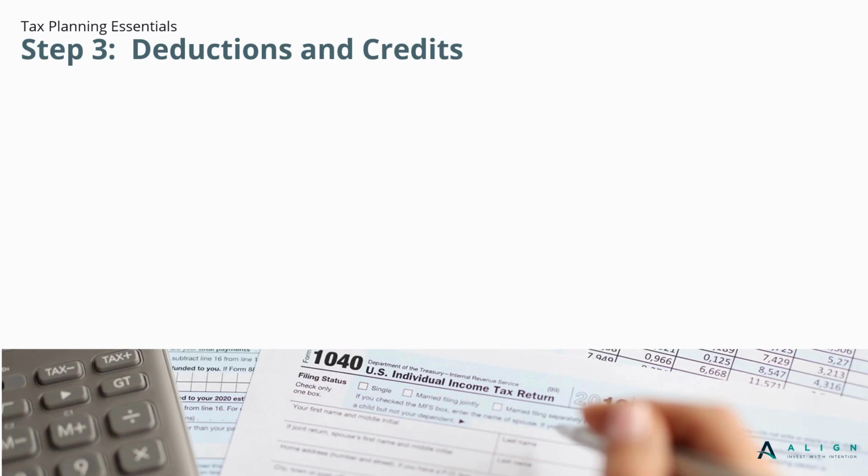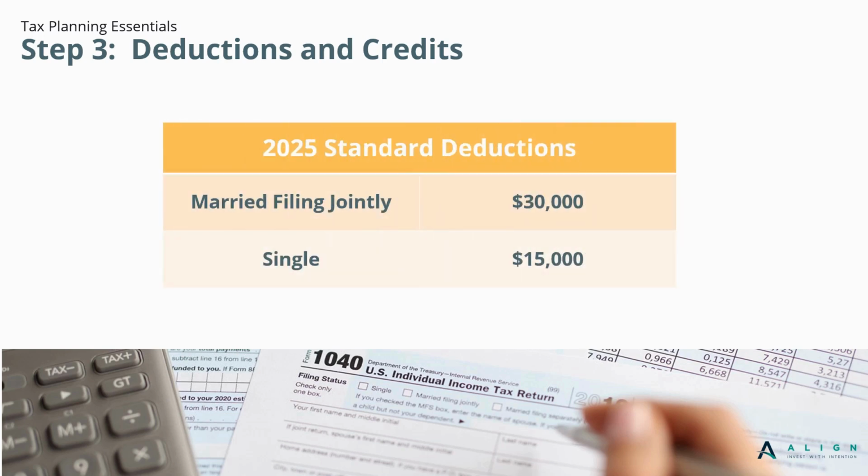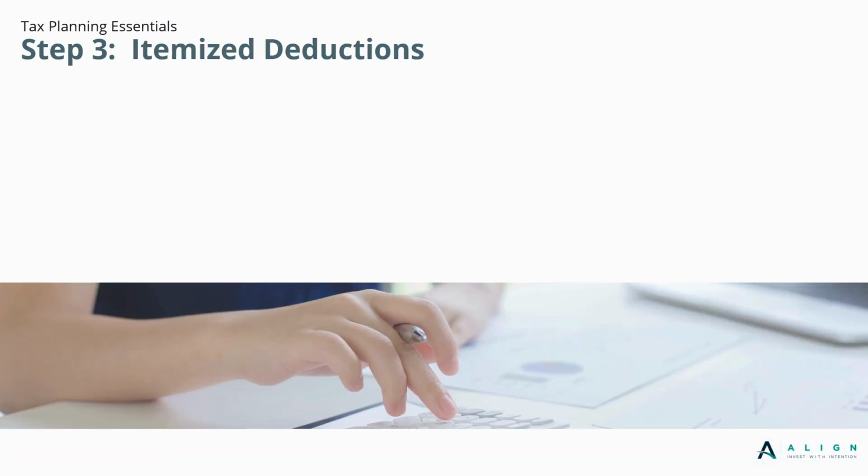Snagging deductions and credits used to be a more common taxpayer activity, but the 2017 Tax Cut and Jobs Act nearly doubled the standard deduction. In 2025, the standard deduction is $30,000 for married taxpayers and $15,000 for single taxpayers. But what is the standard deduction and how does it impact your tax situation? Well, there are expenses that qualify as itemized deductions and can be claimed to reduce your taxable income.